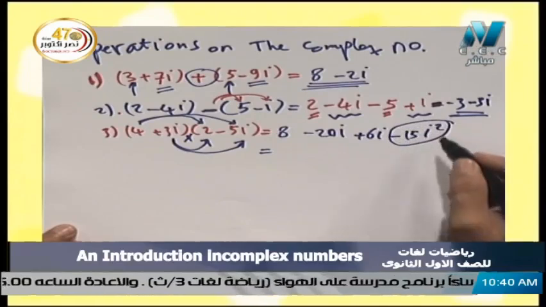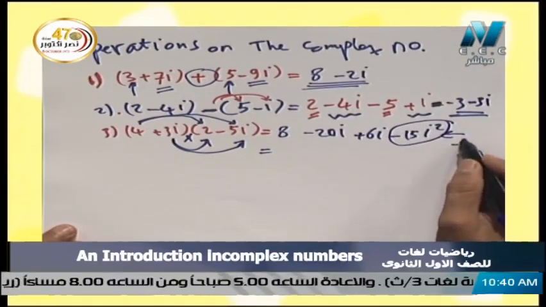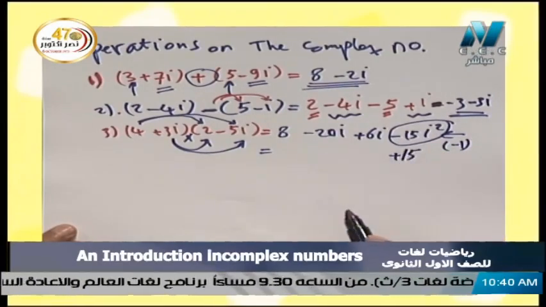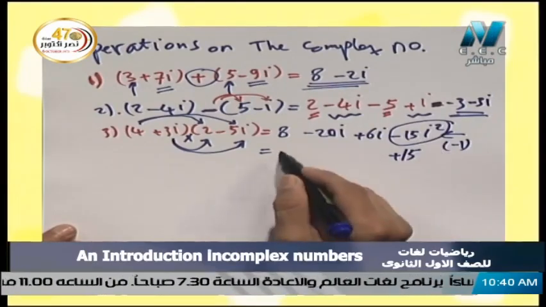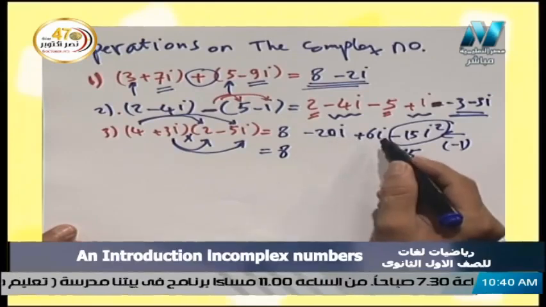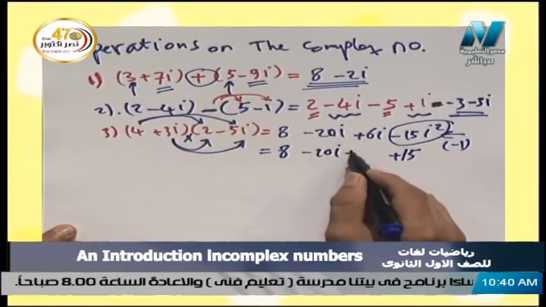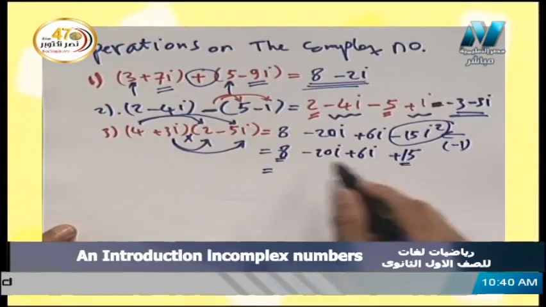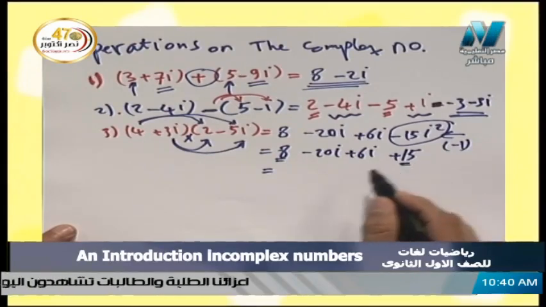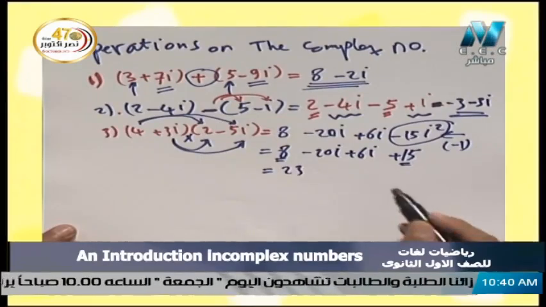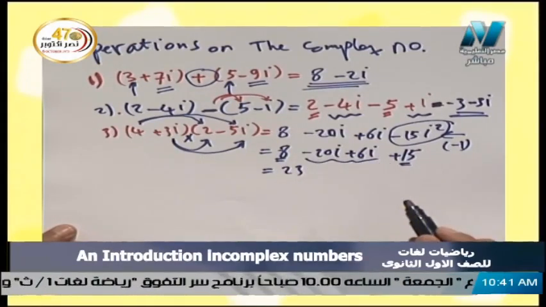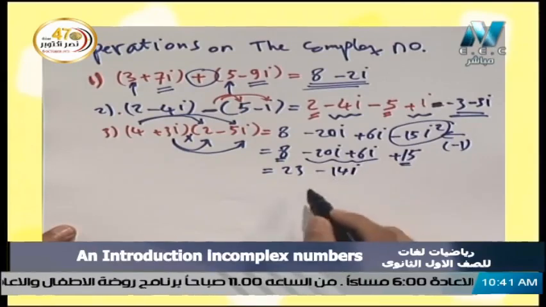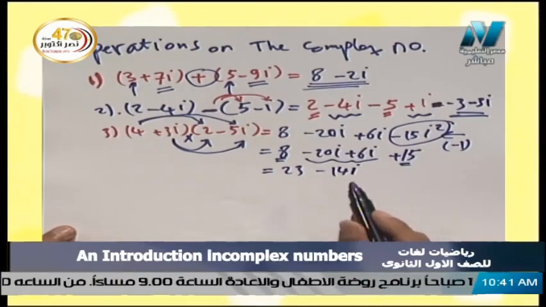We have this number i power 2 here. We know that i power 2 equals negative 1. So negative 1 multiplied by negative 15 equals positive 15 here. We have to simplify it. And we have 8 minus 20i plus 6i. We will add 8 to 15, because they are the real parts, which gives 23. What about the imaginary parts? Negative 20i added to 6i will be negative 14i. So the complex number now equals 23 minus 14i.